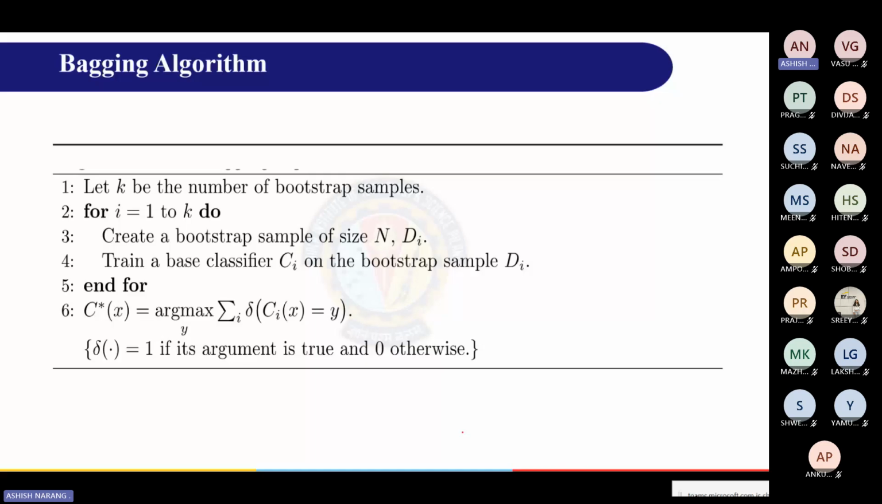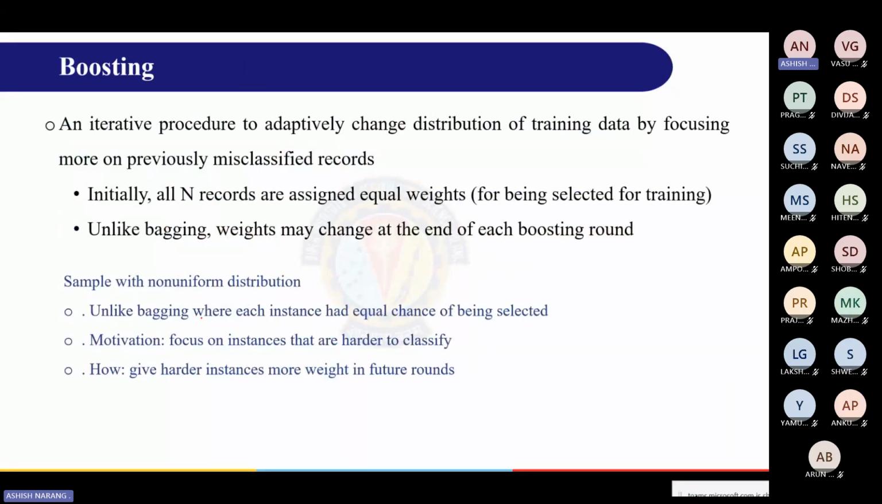And this is the bagging algorithm, right? Simple steps. K is the number of bootstrap samples you want to take. You take bootstrap samples, train a base classifier on each bootstrap sample, and then you pick the argmax value. Basically, how many classifiers vote for class X, how many vote for class Y, you take the maximum vote and classify accordingly. This is what bagging is.